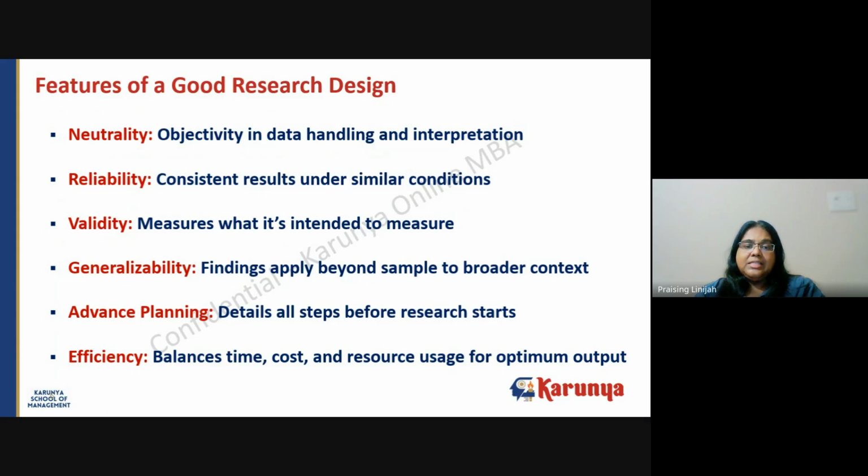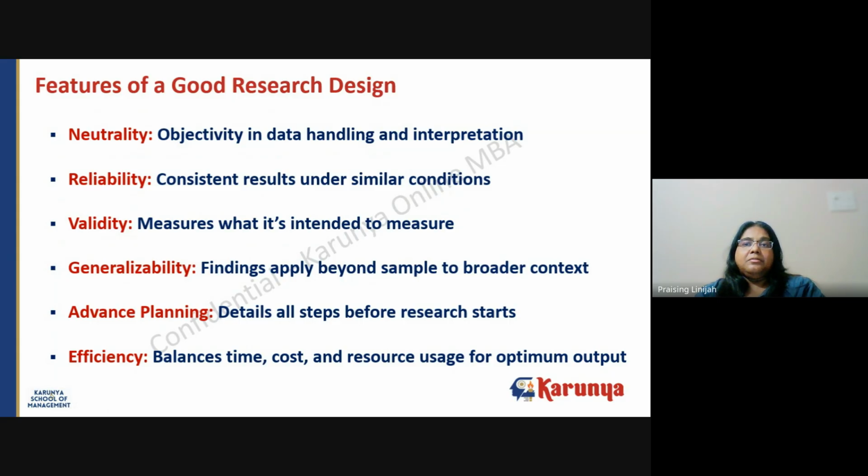And another feature is generalizability. The findings should apply beyond just your studied example. For instance, insights from a sample of customers in one city should help understand customers nationwide. Okay, and another important feature is advanced planning. Preparing detailed steps beforehand helps avoid confusions that can arise during the research phase.